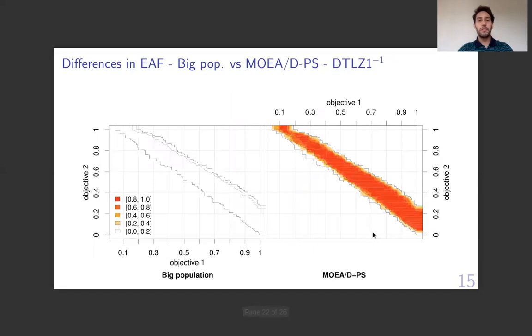However, for the same function, the performance of MOEAD with a big population differs a lot from MOEAD PS. As you can see, MOEAD PS dominates all regions in at least 80% of the runs, while MOEAD with a big population cannot perform better than MOEAD PS in any region of the objective space.